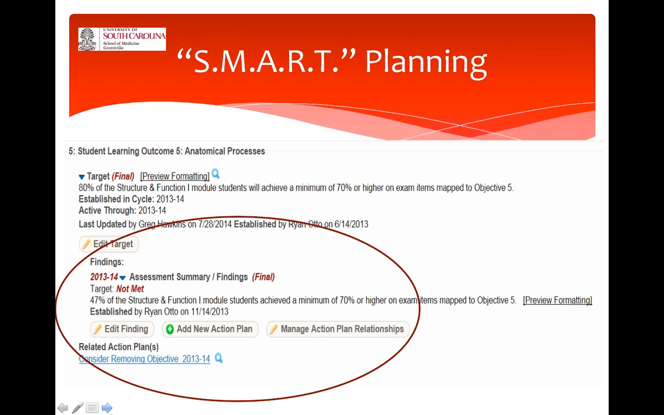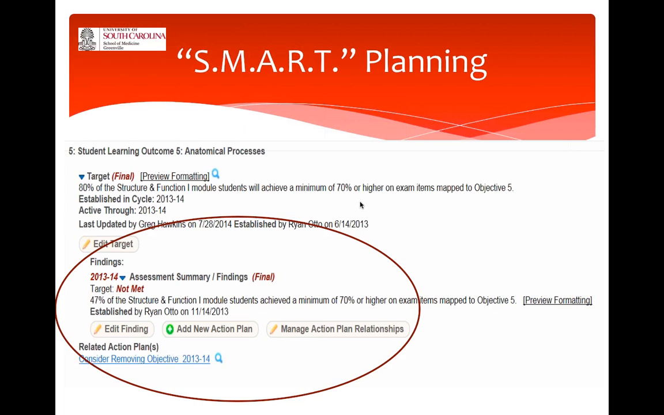All right, so you can see here just an example. Again, we've got the target, and this is a good example of where a target was not met. They had set the target that 80% of the Structure and Function 1 module students will achieve a minimum of 70% or higher on exam items mapped to objective 5.